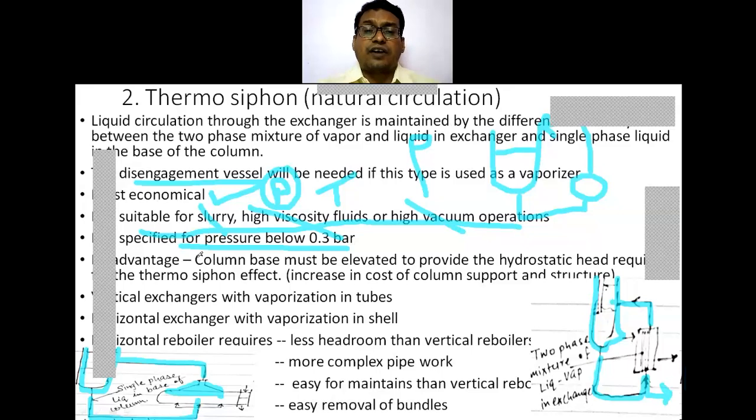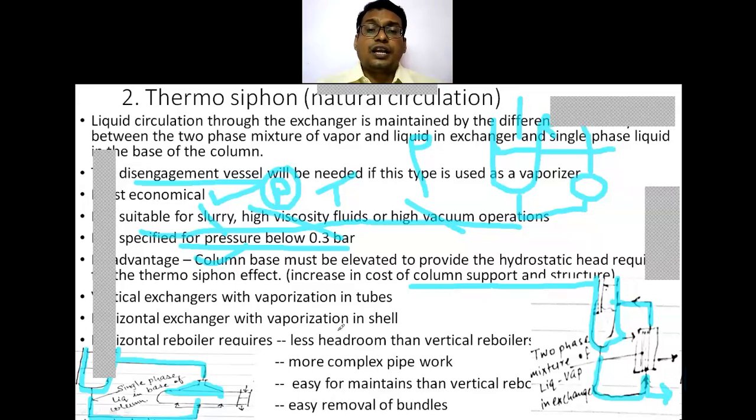Then there are certain disadvantages. Column base must be elevated so that you are going to lift the column. So to create this head difference or the height difference, you have to increase the height of this distillation column, and as a result you may require more cost for the column support and its structure. The structure attached at the side, as well as your column support, will be more. That is the disadvantage.